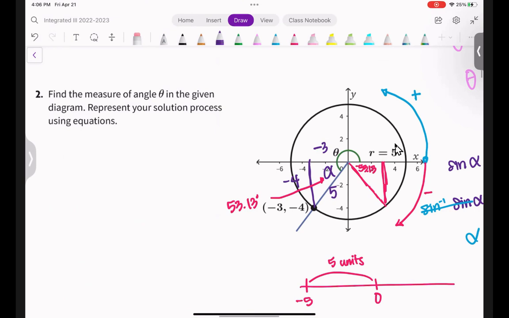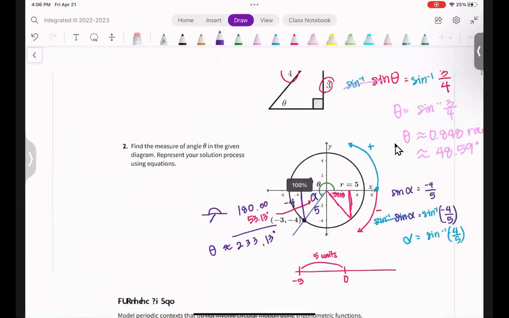So I'm going to do that. I'm going to add 180 to that. So then I get 233.13 degrees. So remember that the 180 is this part and goes across, and that 53 is that extra little angle there that you're adding to it. So my theta is approximately, it's not equal to 233.13 degrees. Okay, so there's your jump start.